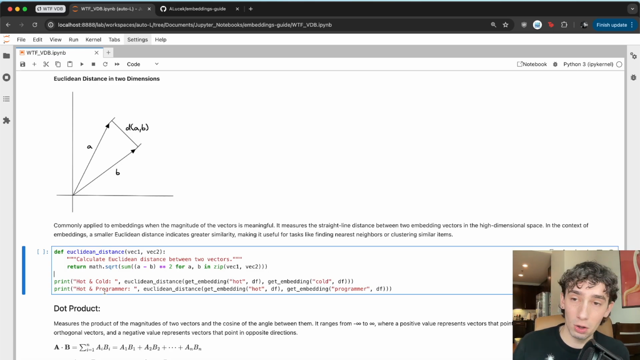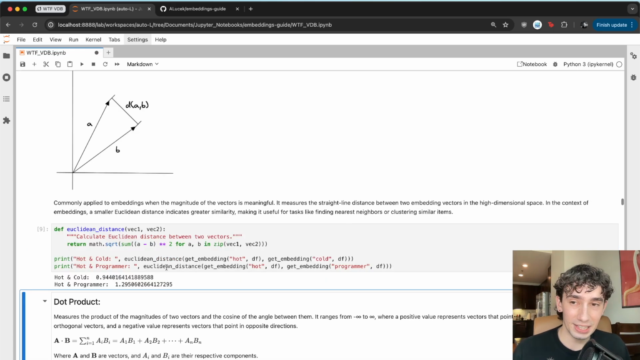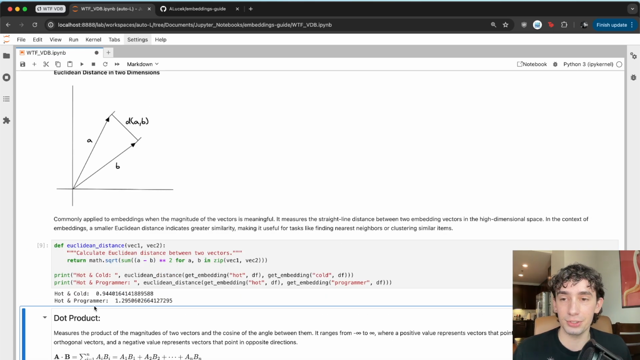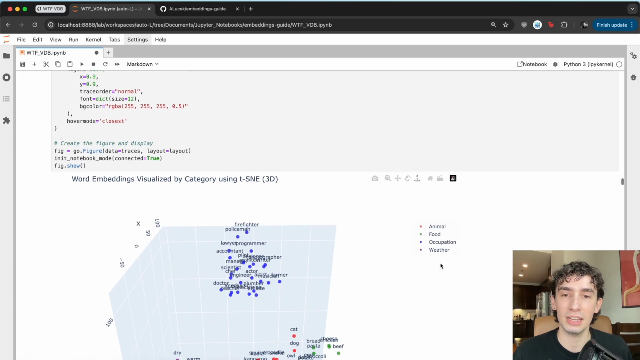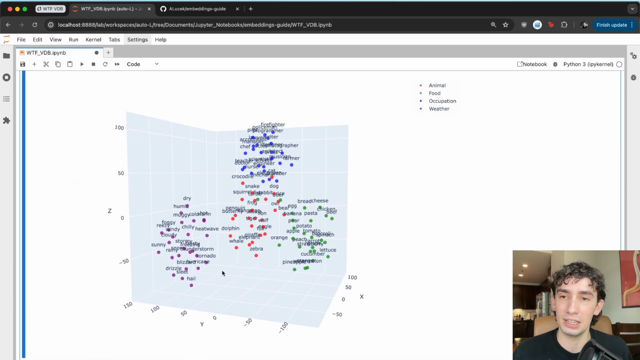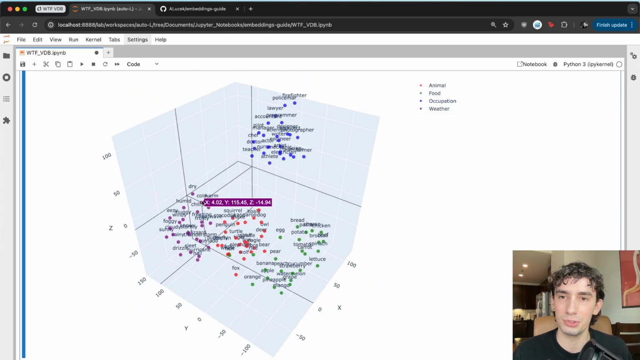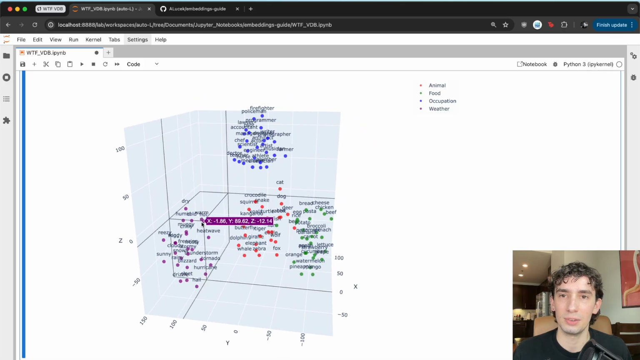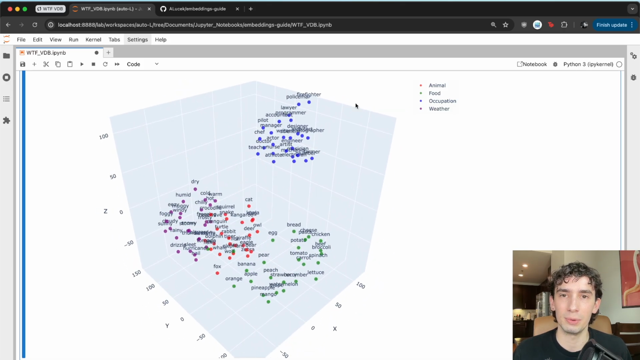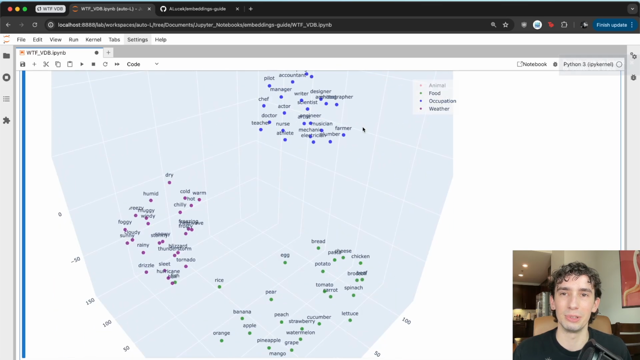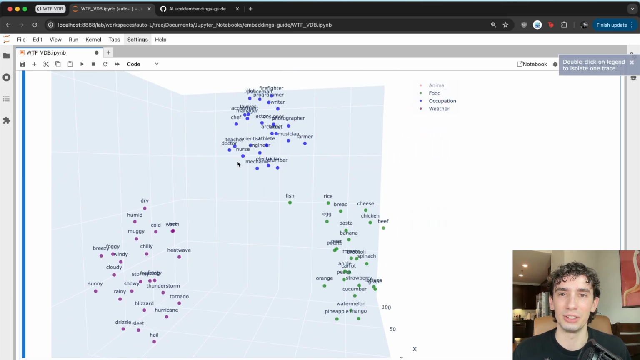So I'm going to do hot and cold, and then hot and programmer. Looking at the output here, we can see that the Euclidean distance between hot and cold is 0.944, and the distance between hot and programmer is 1.29. So we would assume that hot and cold are more similar than hot and programmer. And this would make sense, which if we look here and try and find where hot is, so here's hot. Hot is very close to cold here, whereas hot right here, and then programmer, which is somewhere in this blue up here, is going to be a little more far away.